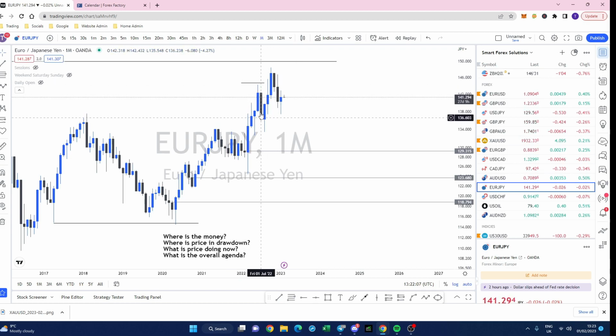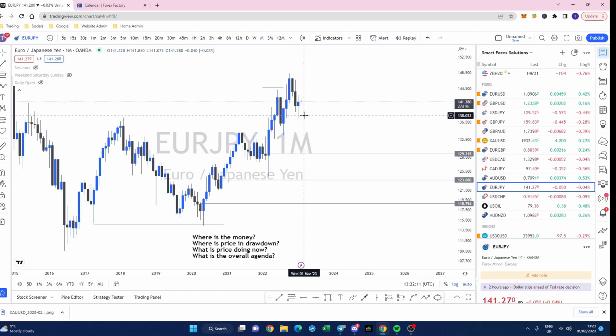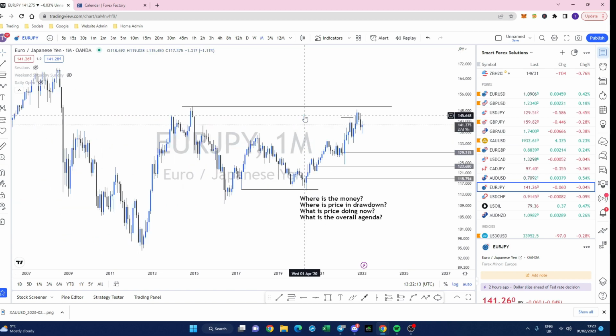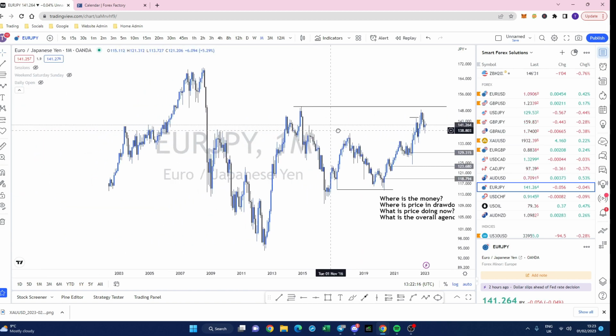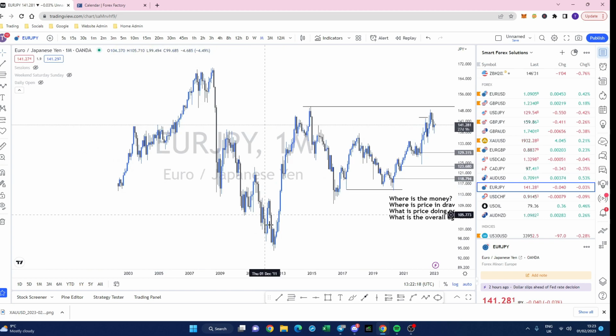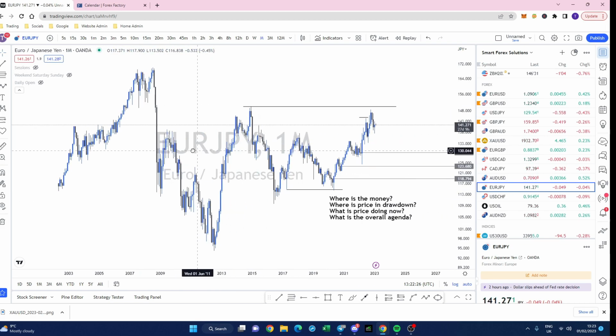Now, we're not really going to get a picture of what price is doing now until we go to a lower time frame. But in terms of what the overall agenda is, we need to zoom out, and we can see we've got this massive range coming down here. We came back into it, and then we dropped again. But we are in this consolidation range. So one could argue that from a monthly perspective, you are consolidating.